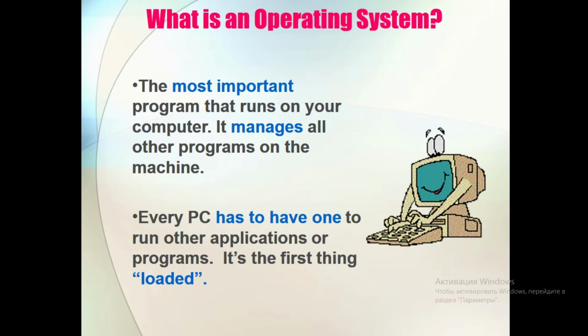What is an operating system? Operating system, the most important program that runs on your computer. It manages all other programs on the machine. Every personal computer has to have one to run other applications or programs. It is the first thing loaded.